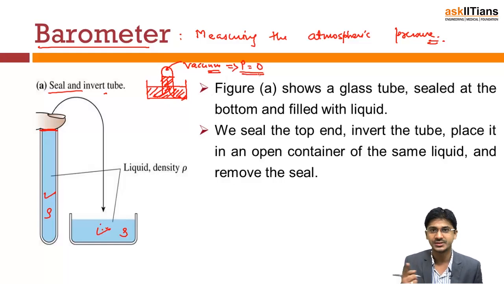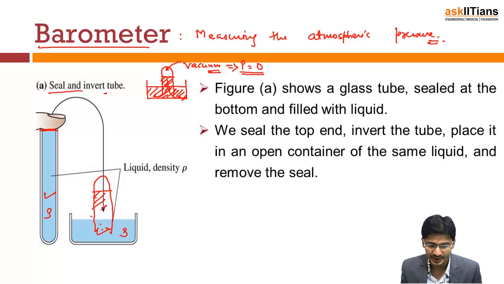Okay. Now how to measure the atmospheric pressure? It's very easy. Now that you have understood this, what has happened? Suppose the liquid is up to a height h from this level. Now what is the pressure at this point? This is exposed to the atmosphere, right? If it is exposed to the atmosphere, the pressure that will act at this point is atmospheric pressure.